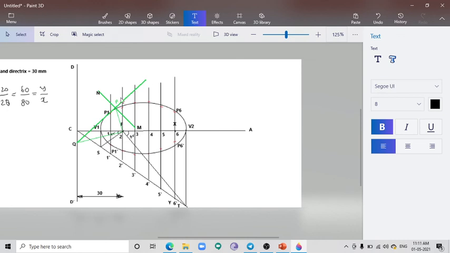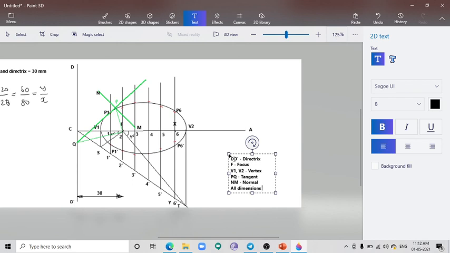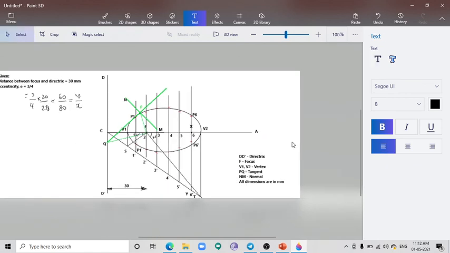Okay, so with this we have completed the construction of the ellipse. At last we have to give the legends: D dash is directrix, F is focus, V1, V2 are our vertices, PQ is tangent, NM is normal, and all dimensions are in mm. So with this we have completed the construction of the ellipse.